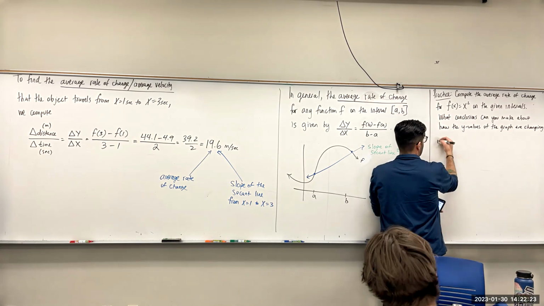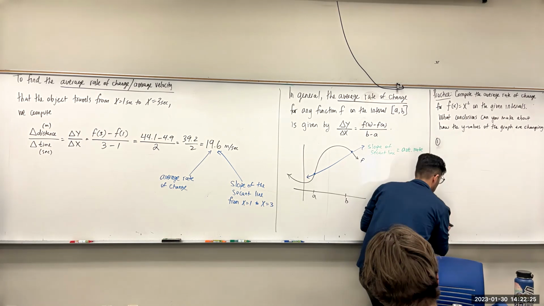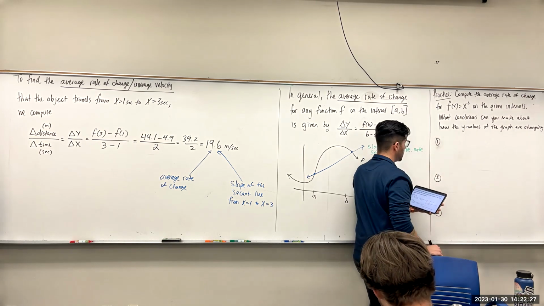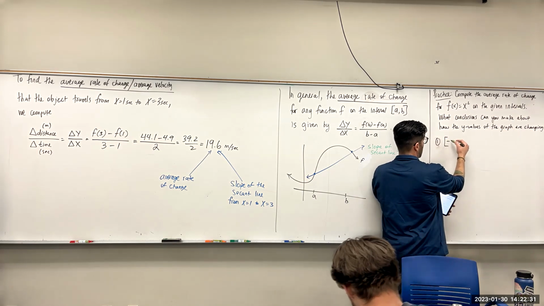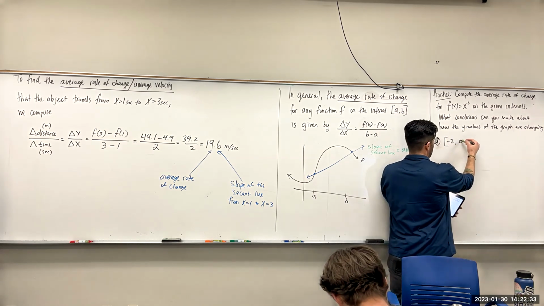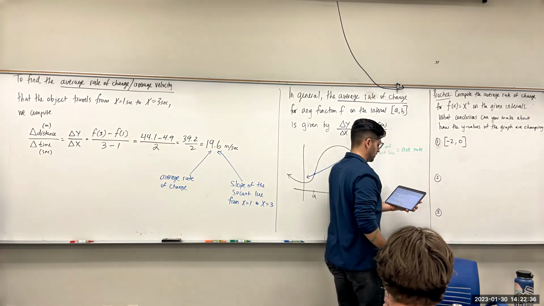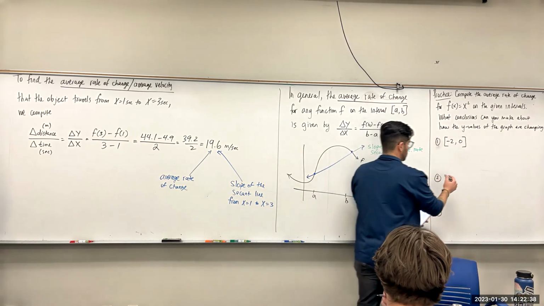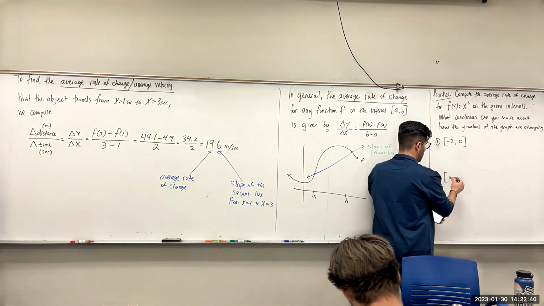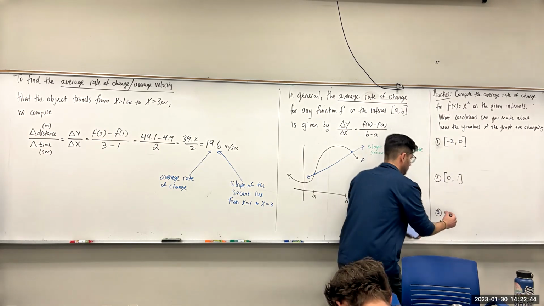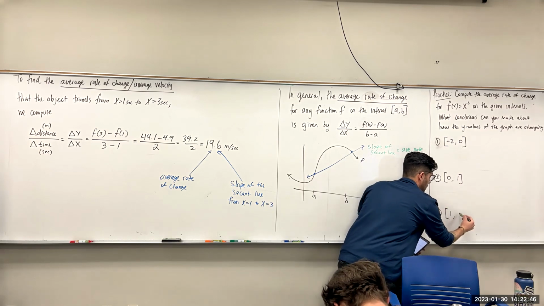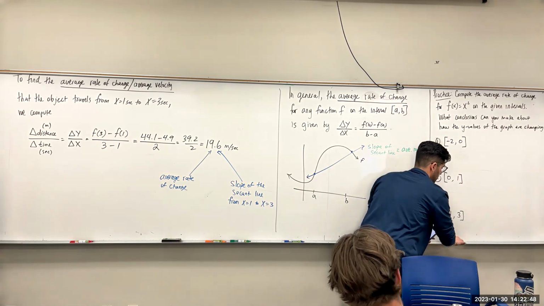Let's call this problem 1, problem 2, problem 3. So find the average rate of change from the interval x equals -2 to x equals 0, then do it for x equaling 0 to x equaling 1, and then from x equaling 1 to x equaling 3.